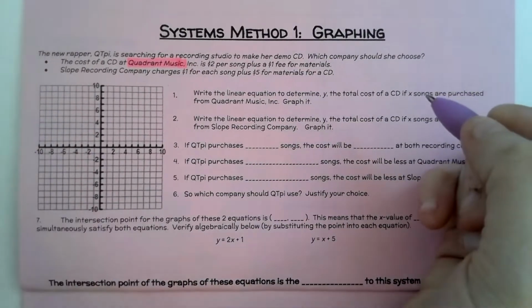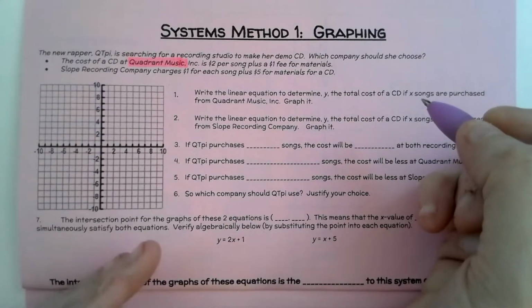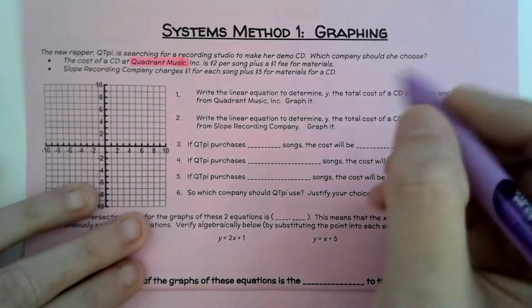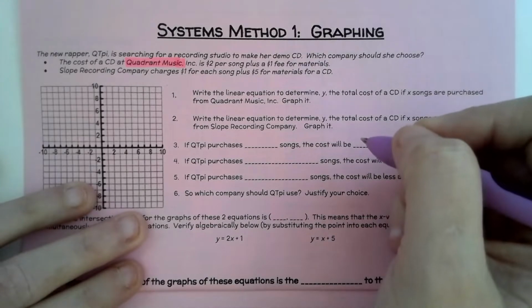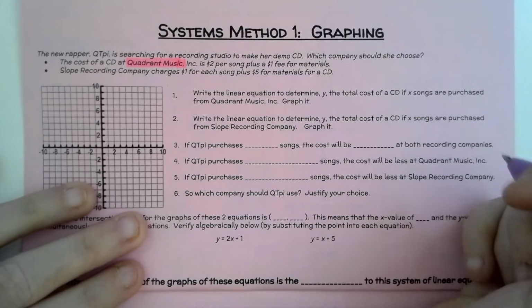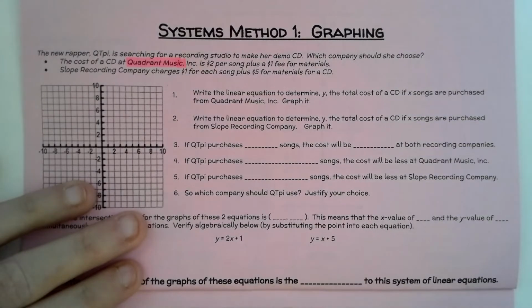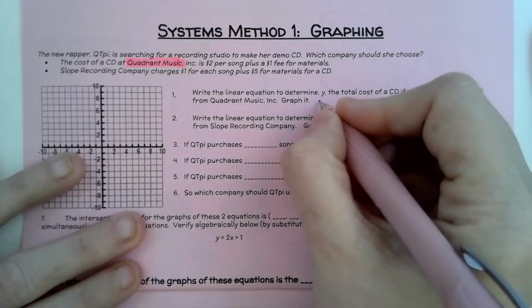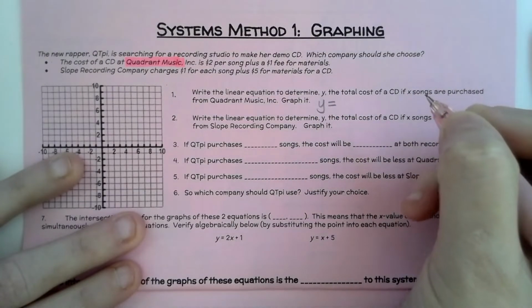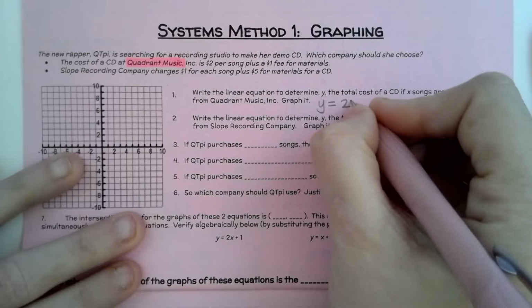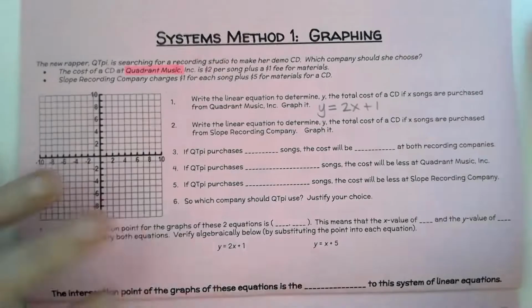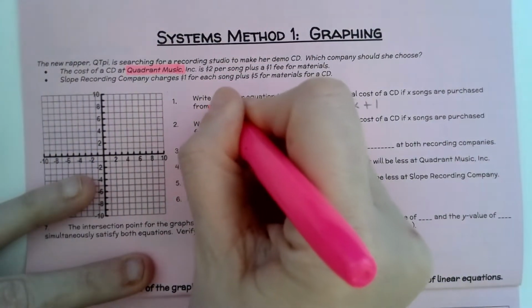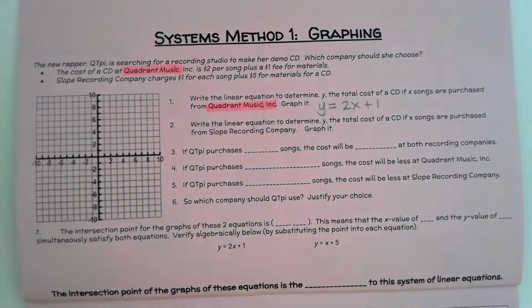When we graph an inequality, we have to know about shading and the boundary line, but when we graph a line, all we need to know are slope and y-intercept. So I want you to write an equation and then tell me what the slope and y-intercept are. Okay, so the equation that I wrote for this, and I'm going to write in pencil because y'all know I make mistakes, is y equals 2x plus 1. And then again, they said Quadrant Music, so I'm highlighting Quadrant Music Inc.